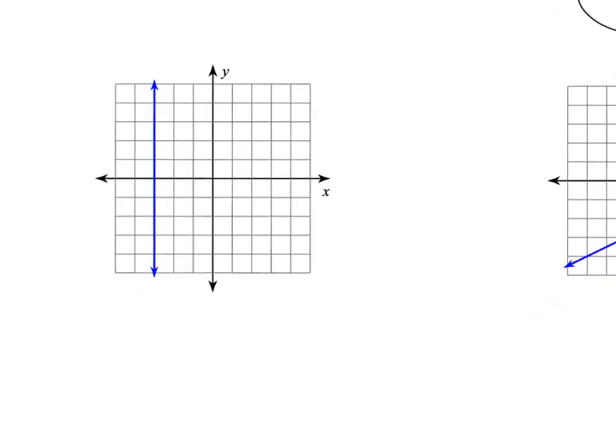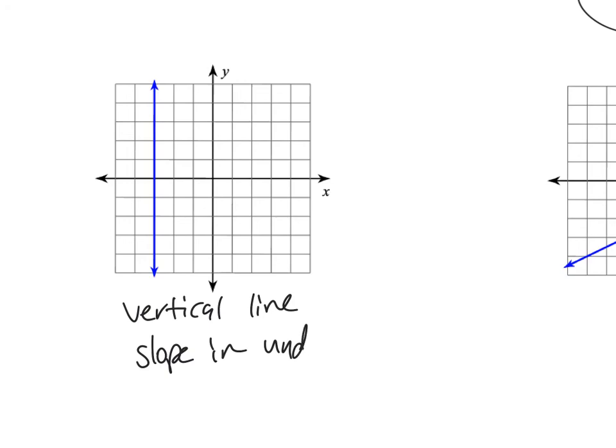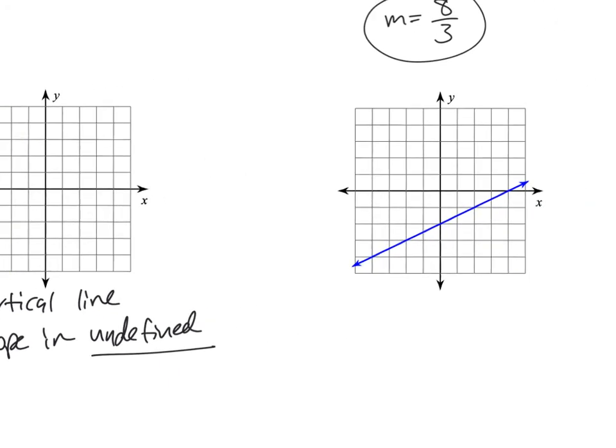Here we have a vertical line, which is going to mean that our slope is undefined. Because we're going to have an infinite rise. We don't know what the rise is because it just keeps going up, and no run. So it's going to be some number divided by 0, which is going to give us an undefined answer.